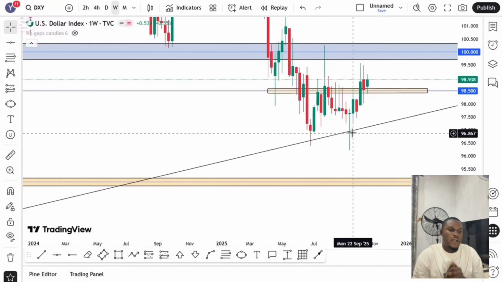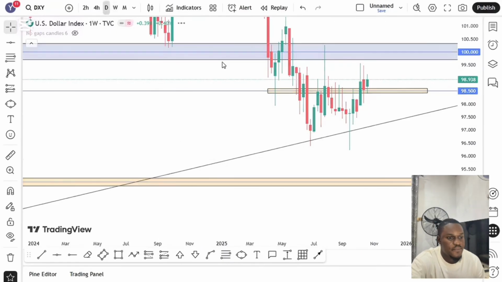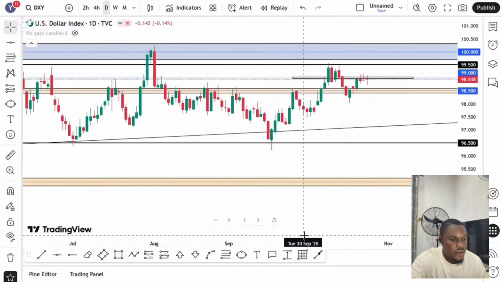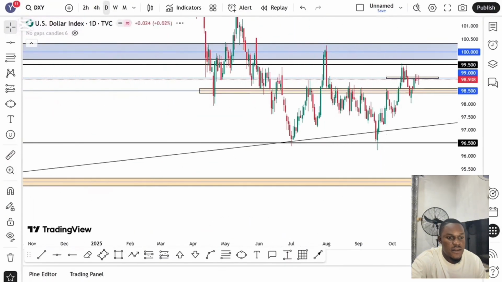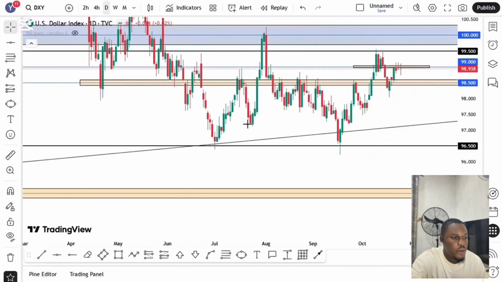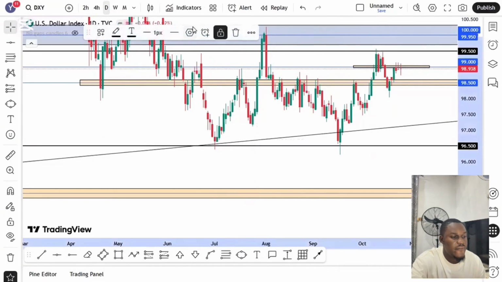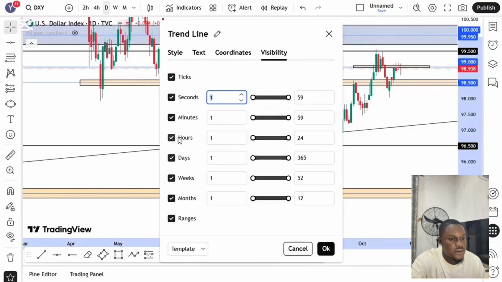So what we have to do now is to check how we can apply this to know what to do in the coming week. So let's check the daily time frame. On the daily time frame, this is the double bottom, the first bottom and the second bottom, while this is the trend line, also preventing the market from going lower. So that means we have two reasons why the market is not going lower.